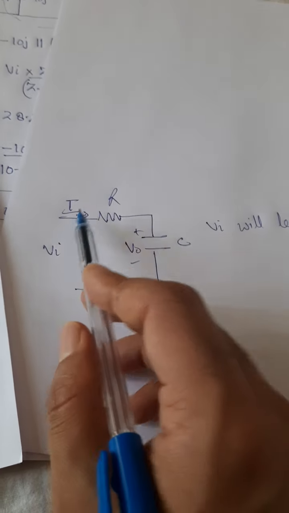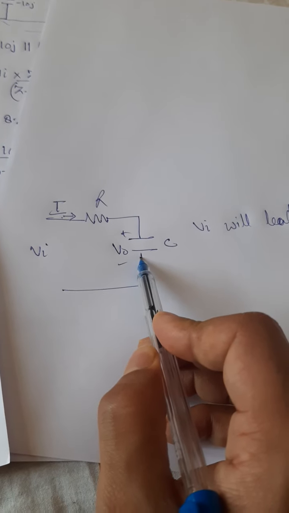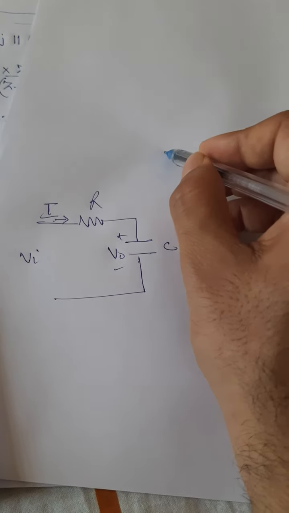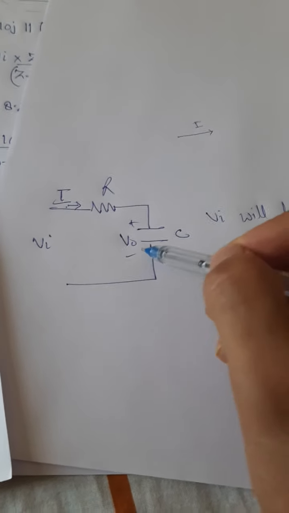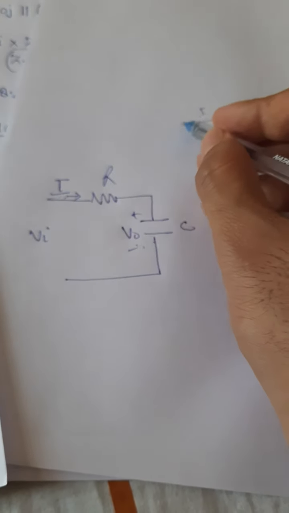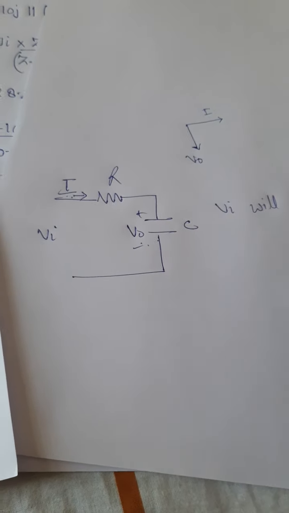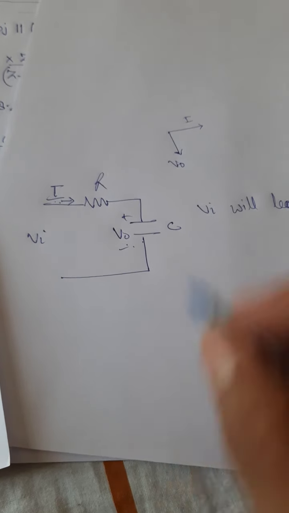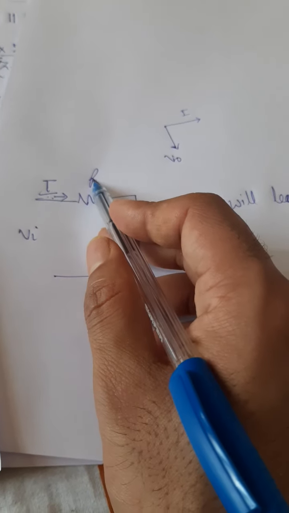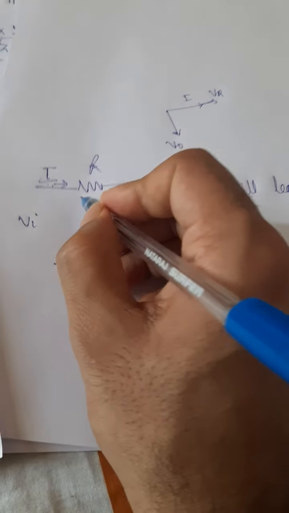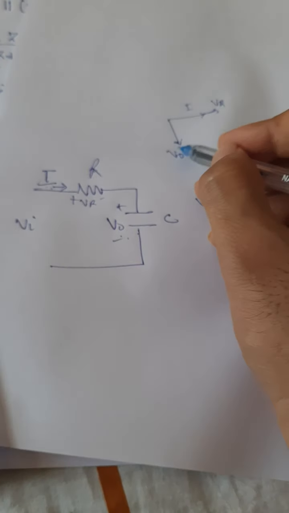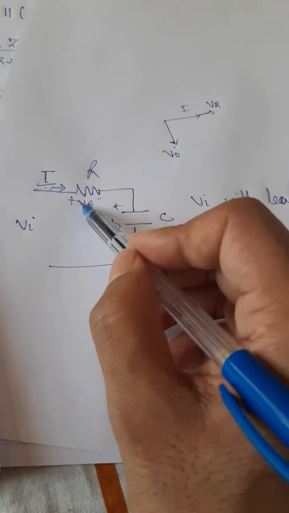It is simple. You can see, since this current I is flowing, the same current is flowing through the resistor and this capacitor. Okay. So if this is I, what will be V naught? V naught will lag I by 90 degrees. Okay. So what will be I into R? It will come in this direction. Suppose this will be VR, and this will be V naught. Okay. So what will be Vi? Vi is nothing but VR plus V naught.